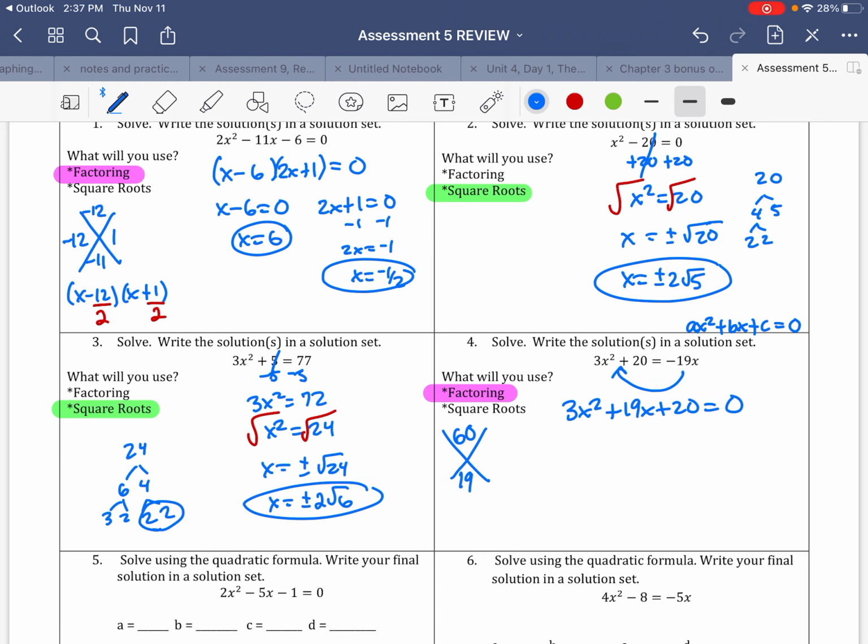So let me think for a minute. 12 times 5 is 60, but 12 and 5 aren't 19. 20 and 3, oh my goodness. 6 and 10, no. It's all positive, so something that adds up to 19. I'm sure it's obvious. I just can't think of it. 10 and 6. No.